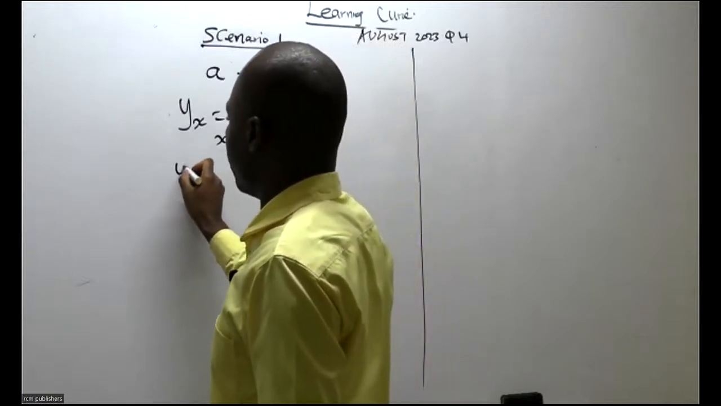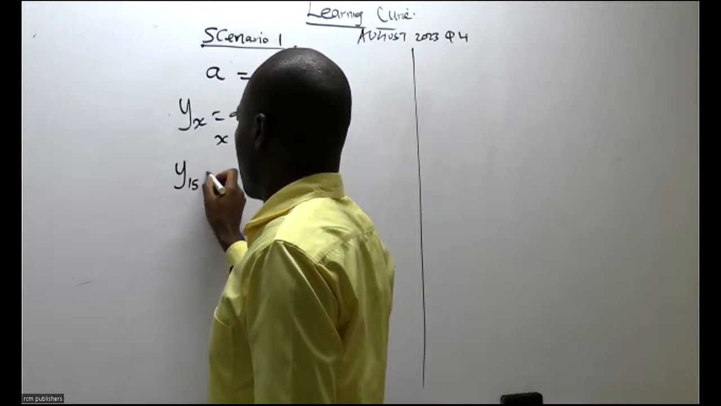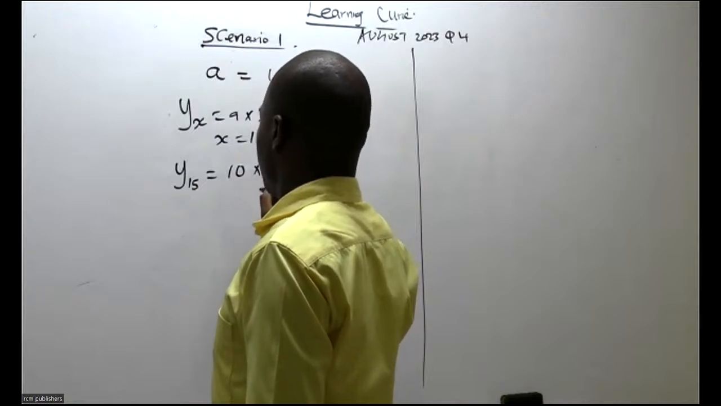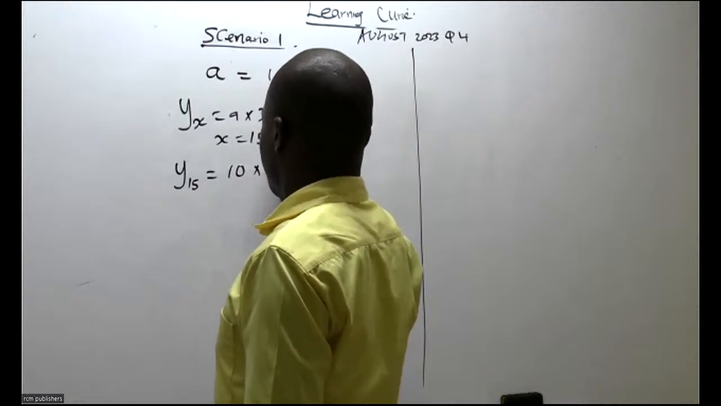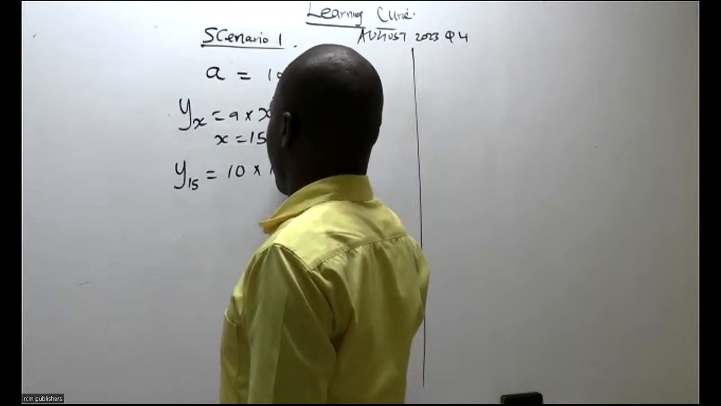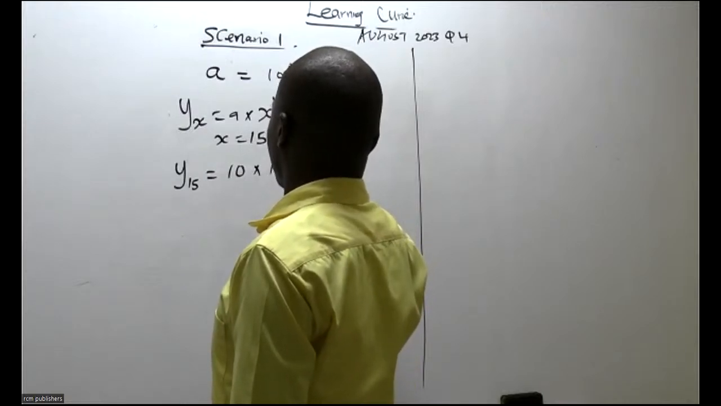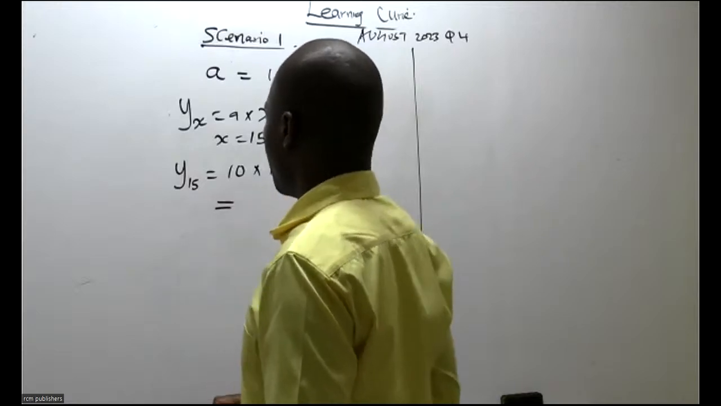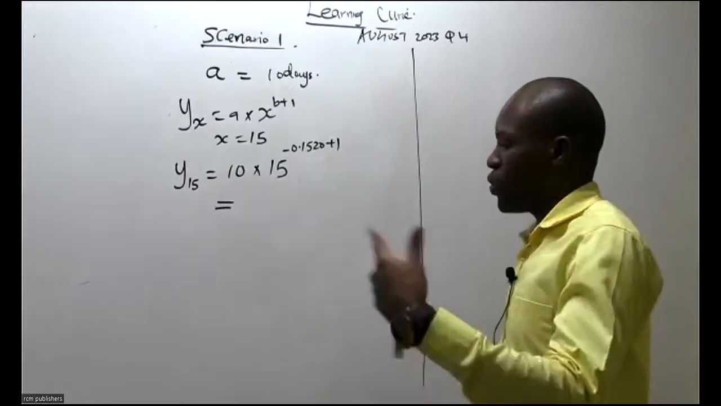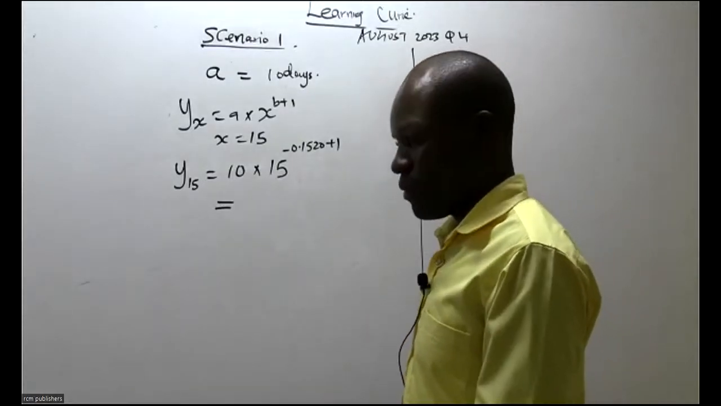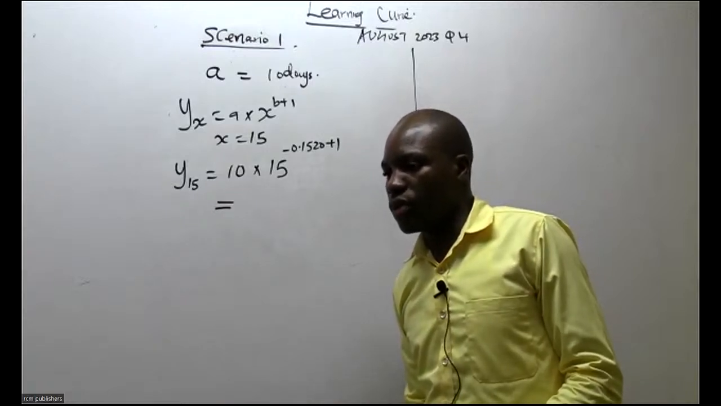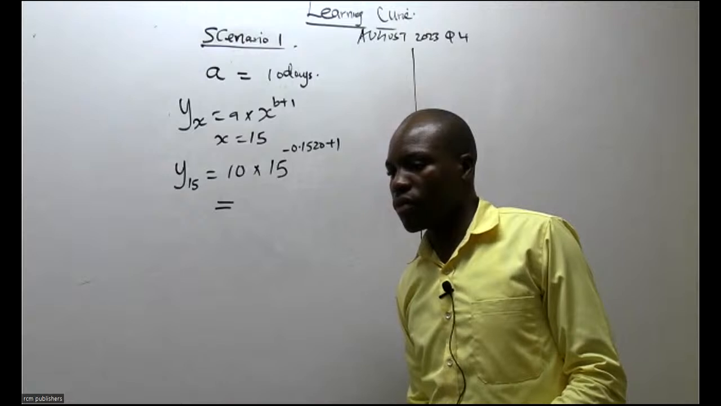So let's take Y, which is 15, equal to A, number of days to produce the first bus, times 15 raised power B plus 1. And our B is negative 0.1520 plus 1. Tukifanya hivyo, how many days do we have? Maybe to 1 decimal place will be okay. Number of days, how many days do we have? Are we not supposed to use the Y equal to A raised power B? Is it minus or raised power?